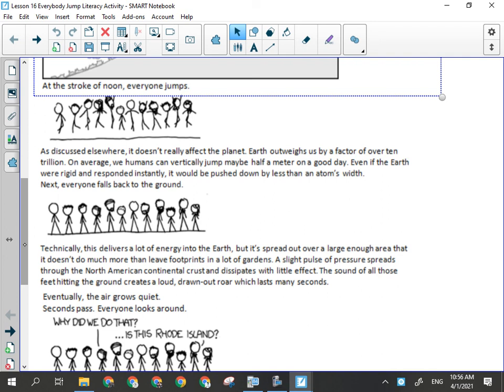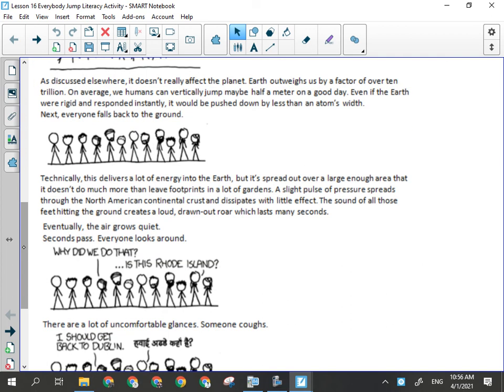Nothing, basically. Next, everyone falls back to the ground. Technically, this delivers a lot of energy into the Earth. It means a lot of people falling back down to the Earth. But it's spread out over the entire state of Rhode Island. That's a pretty big area. So it doesn't do much more than leave footprints in a lot of gardens. A slight pulse of pressure spreads out through the North American continental crust and dissipates with little effect. It would be kind of like rolling thunder, maybe. Something like that.